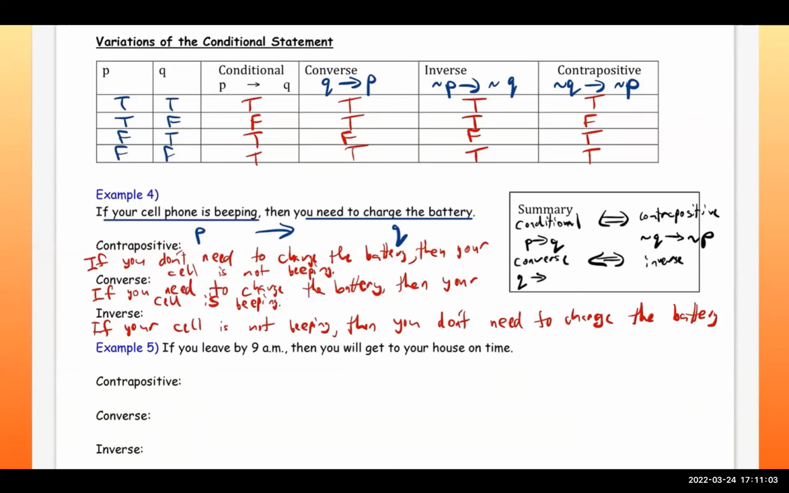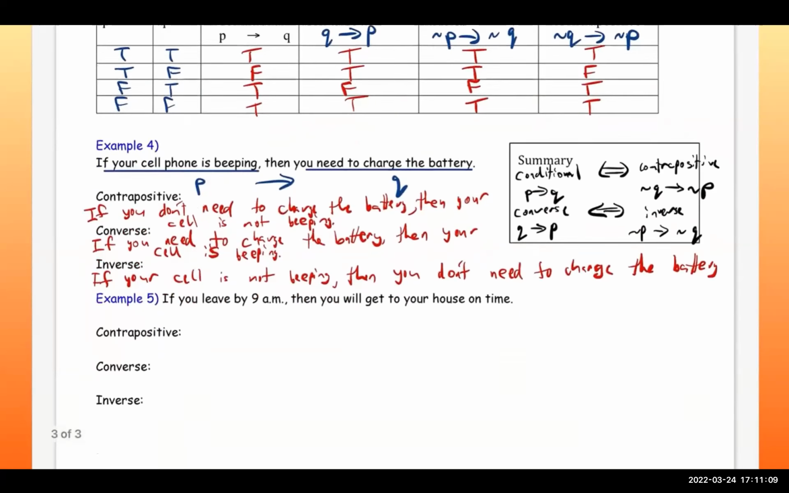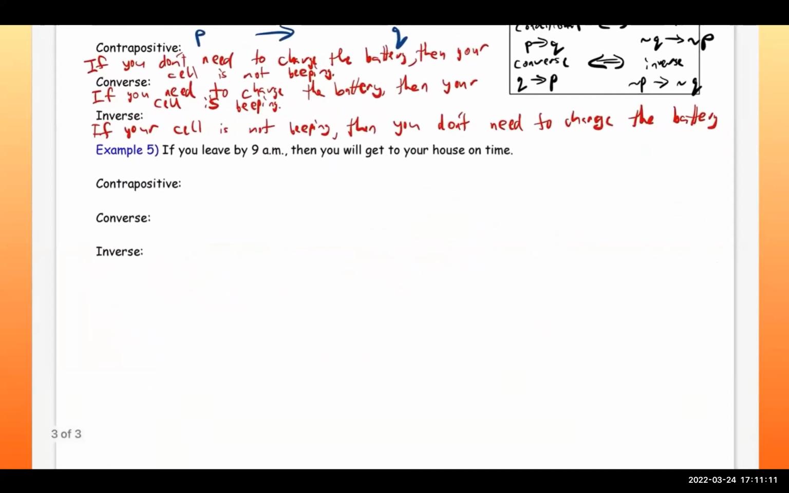All right, so the last example, and then we are done. If you leave by 9 a.m., that would be P. Then, that's your arrow, you will get to your house on time. That is your Q.